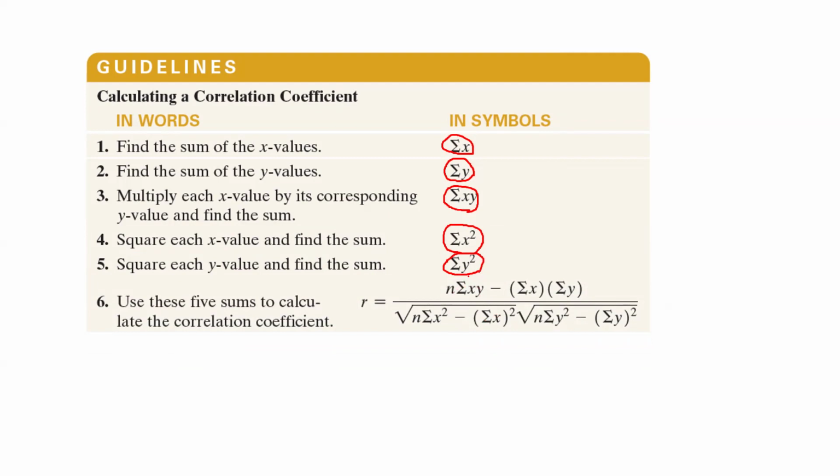On the numerator, you have n times the summation of x times y minus the summation of x times the summation of y's. And on the denominator, you have two square roots to work with. The first square root has n times the summation of x squared minus the summation of x to the second power. And the second square root includes n times the summation of y squared minus the summation of y's to the second power. So these are the guidelines in calculating a correlation coefficient.